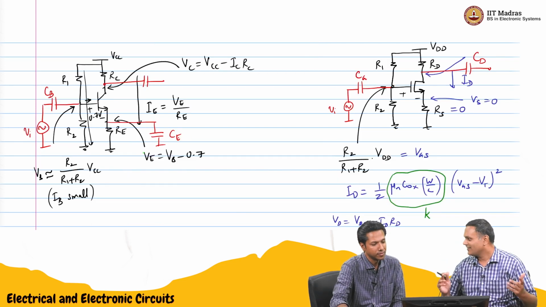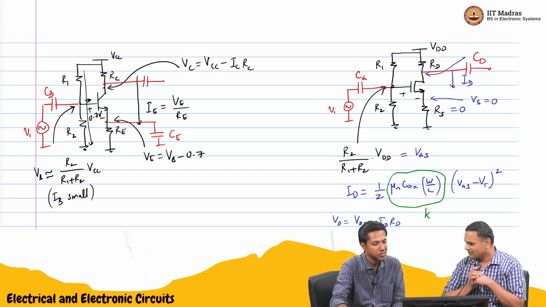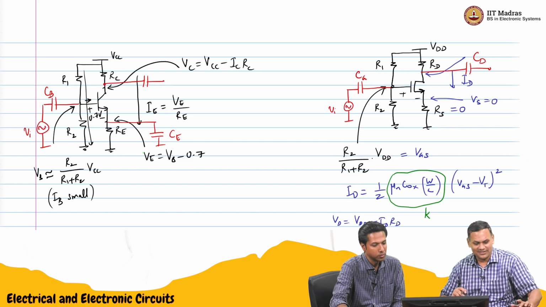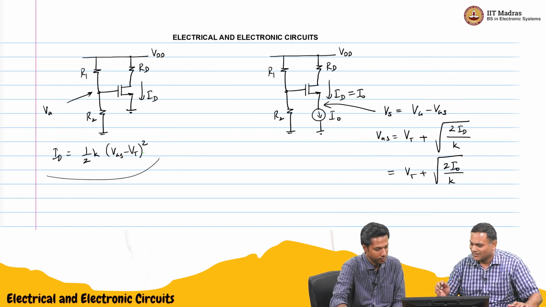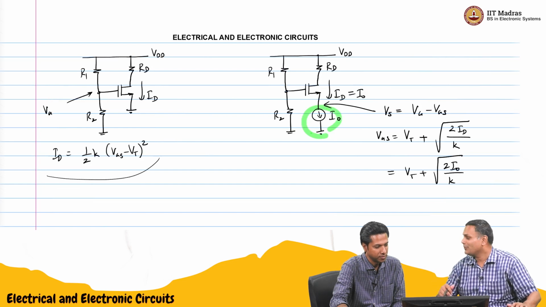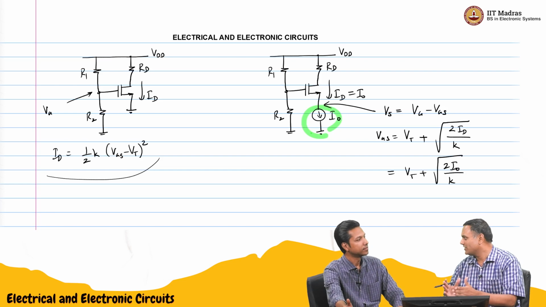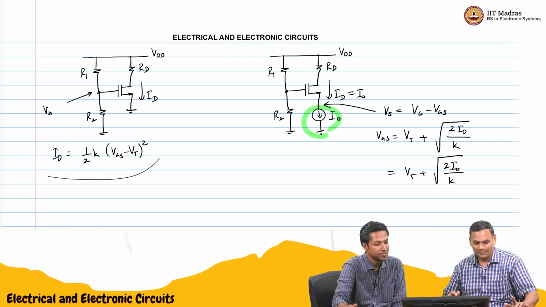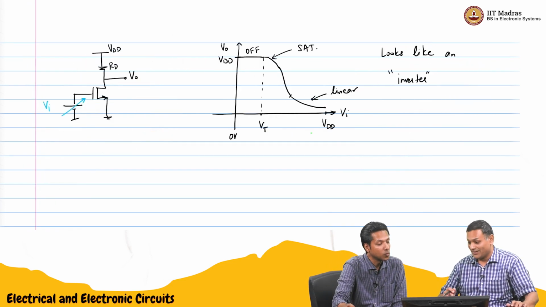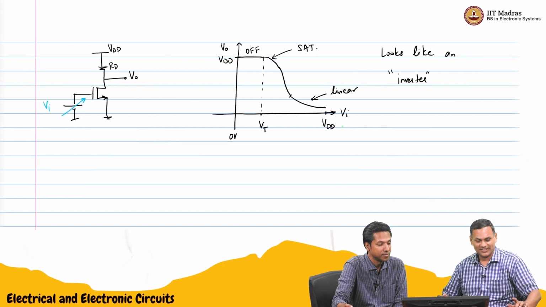After this, very similar to the common emitter amplifier became the common source amplifier. You can bias it using a resistor. You can bias it using a current source. The solving of the equations is slightly more difficult. We took VB to be 0.7. You can't do that here. But apart from that, the curve is also slightly different, the inverter curve, because it is not exponential.